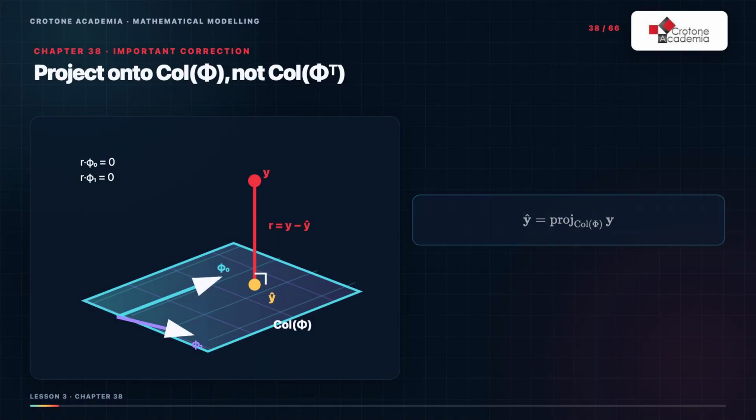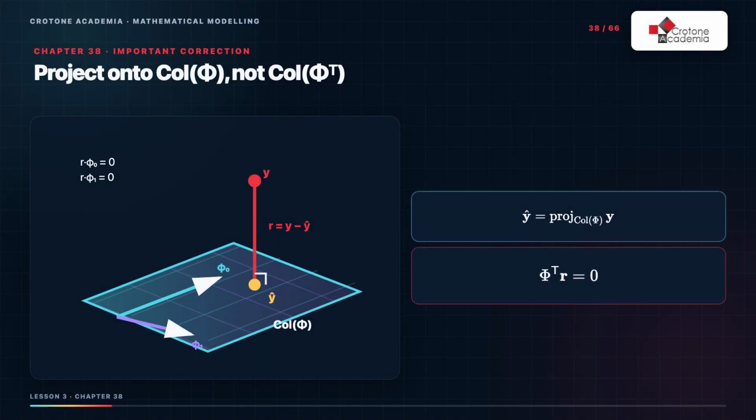State the target space precisely. The observation vector y is projected onto the column space of phi, not the column space of phi transpose. Prediction vectors have the form phi w, so they live in col phi. Phi transpose appears only because it gathers inner products between a residual and the columns of phi. Confusing these 2 roles leads to an incorrect geometric picture.